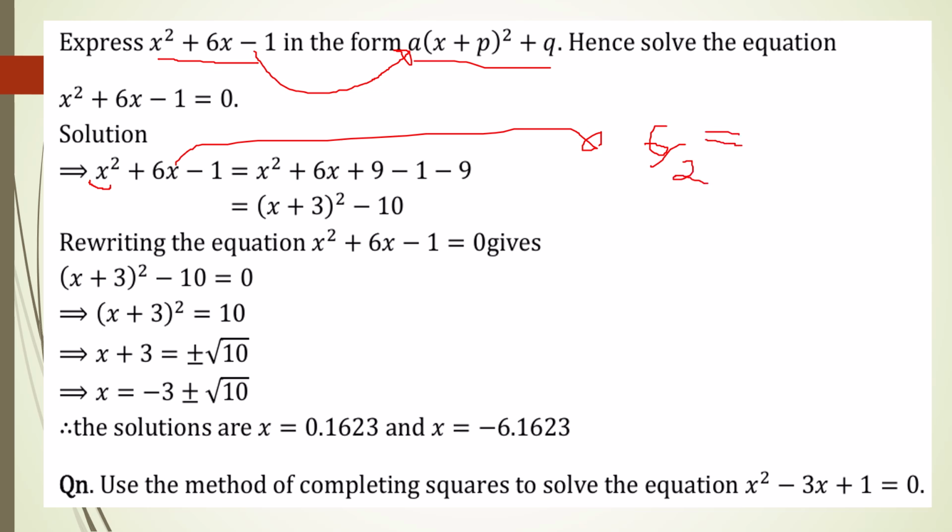After dividing it by 2, you're going to get positive 3. Then after getting 3, we square this 3. After squaring the 3, you're going to get 9. So what you're going to do is come back to this very equation. Immediately after 6x, you add 9, and then you bring back your negative 1, and then you subtract 9. So we add 9, and then we subtract 9, which is the square of half the coefficient of x. I hope you have understood that.